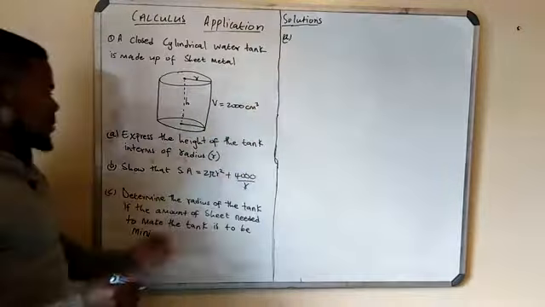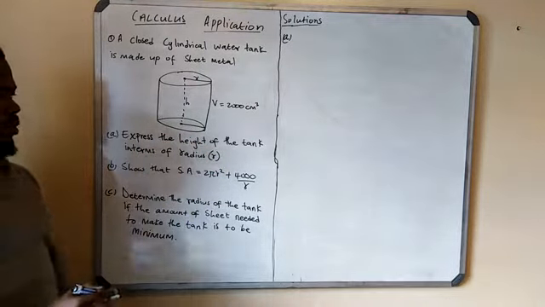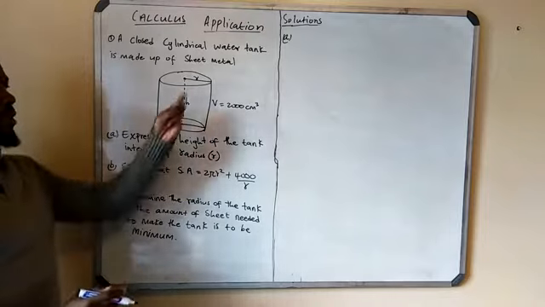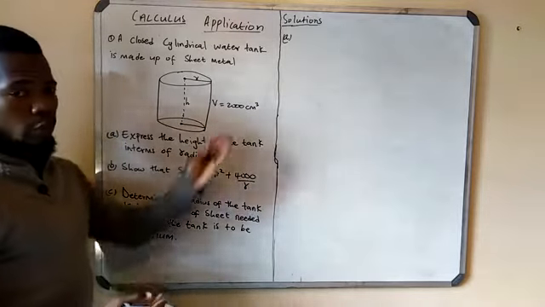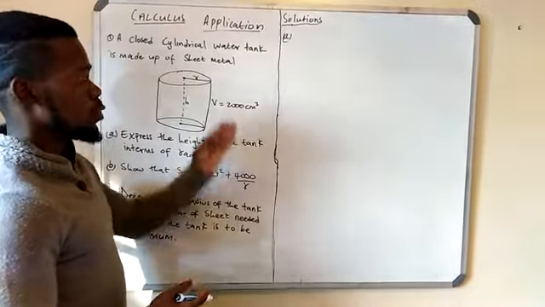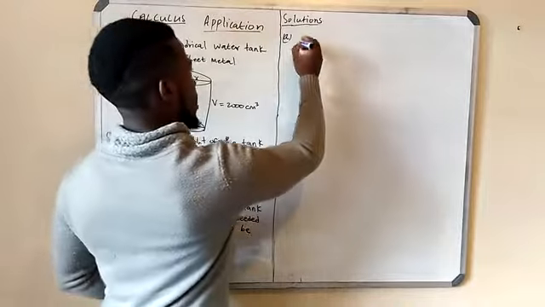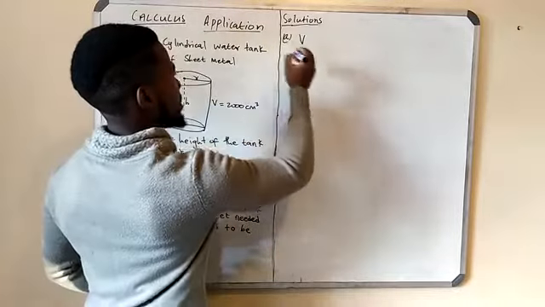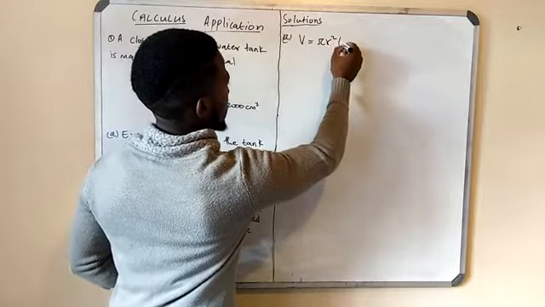The first one, remember, we're required to do what? We're required to express the height of the tank in terms of the radius. What is it that is given to us? We're given the volume. Therefore, we're going to use the formula of the volume to represent H in terms of R. The formula for calculating the volume of a cylinder, where V is equal to what? V is equal to pi R squared H.